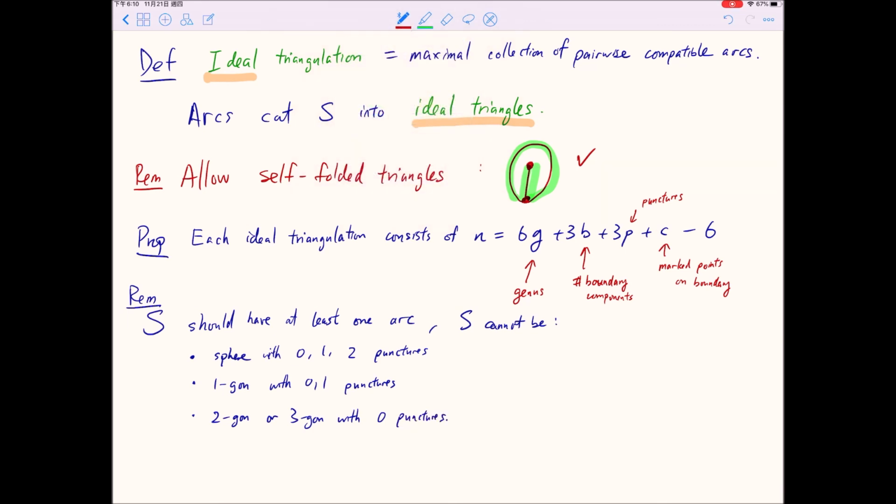So a 1-gon with no puncture looks like this, and with a puncture looks like this. So we do not allow that. And a 2-gon with no punctures will be this, and a 3-gon with no punctures is just the triangle. And we ignore the triangle because although it is a triangle, all 3 sides are the boundary of your surface, so there are no interior arcs. So n is 0 in this case. Oh yeah, arcs always means the curve in the interior of the surface.